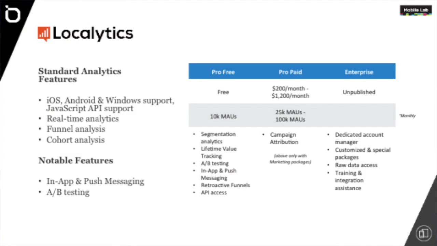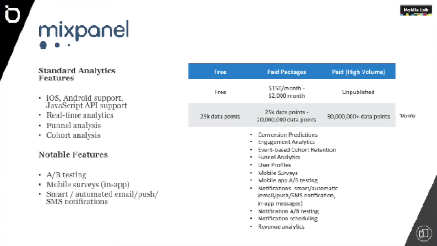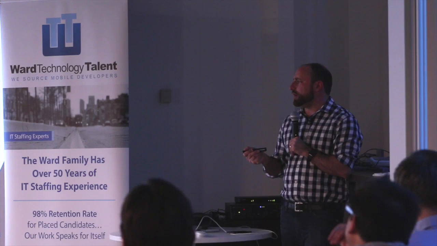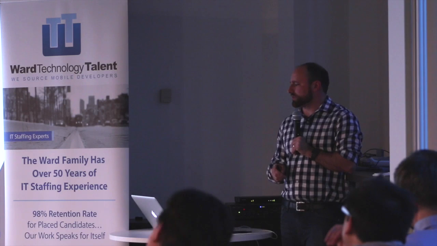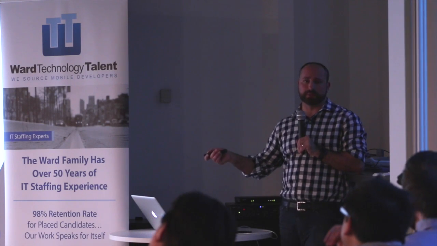Localytics has some A/B testing functionality, in-app and push messaging. This also supports the campaign attribution feature. So if you're doing a lot of social network integration, this is a good service for you. Mixpanel has A/B testing, mobile surveys, lots of cool features around email and push and automated notifications, things like that. Nice service. And this is the one we're actually going to take a look at in a few minutes with a demo.